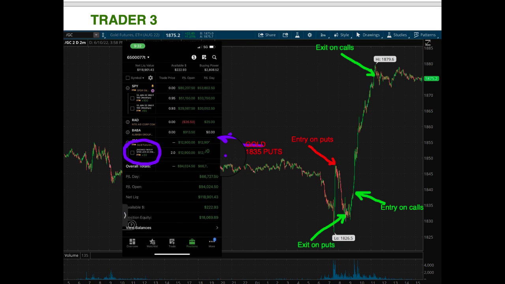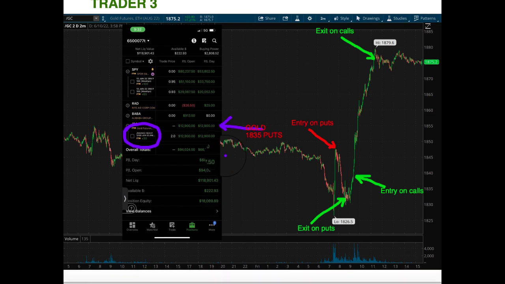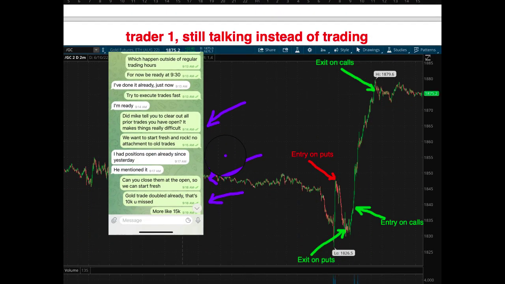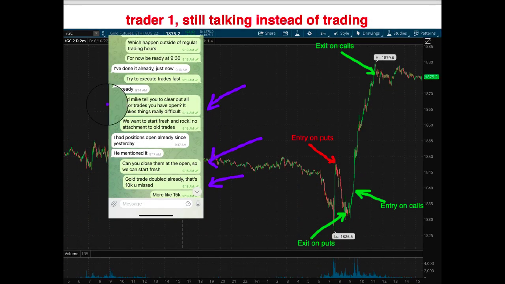All right, Trader 1 still trying to figure out why he can't place the damn trade. So Trader 1, look, this keeps going. Guys, you cannot sign up to trade with 13 Market Moves coach and not get certain instructions. Mike in particular signed up this guy. So I'm like, hey, did Mike not tell you?